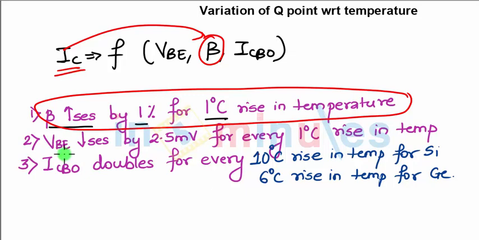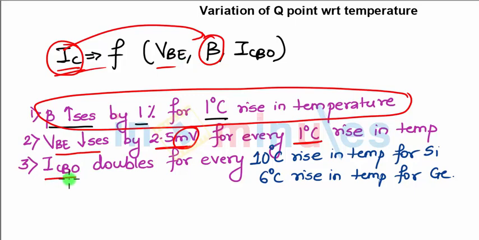So we are studying this. VBE decreases by 2.5 millivolts for every 1 degree Celsius rise in temperature. So this 2.5 millivolt decrease in VBE will cause IC to increase or decrease depending on the relation between IC and VBE, but there will be a change in IC because of the change in VBE, right?